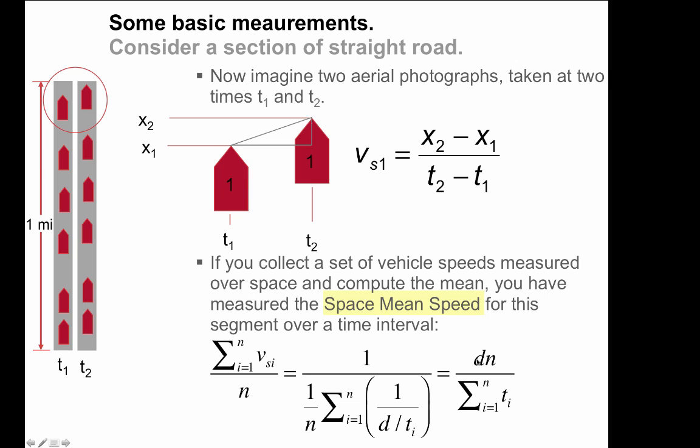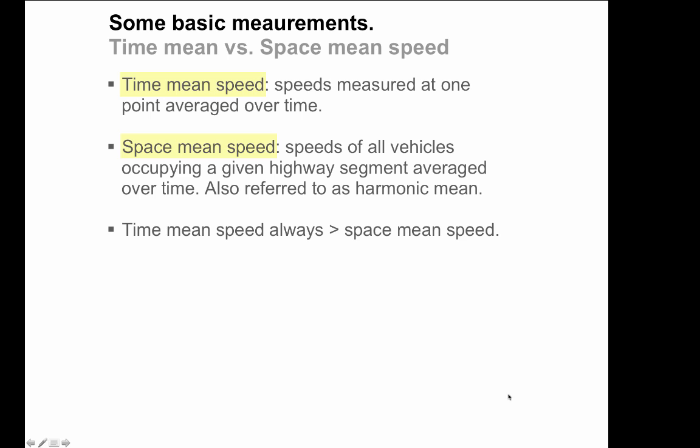That's the equivalent of multiplying the distance traveled by the number divided by the summation of the travel times. So sometimes people get confused about time mean speed and space mean speed, so I just want to take a moment to remind you that the time mean speed is something that you measure at one point, and you collect a bunch of those speeds and you take the average, and you can obtain the time mean speed.